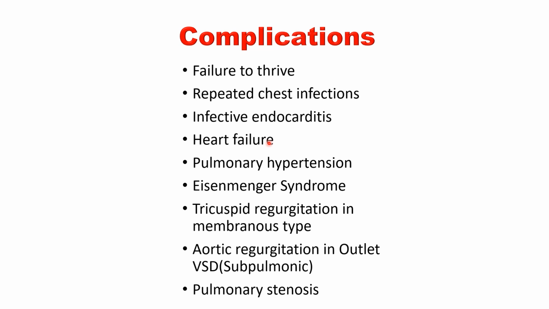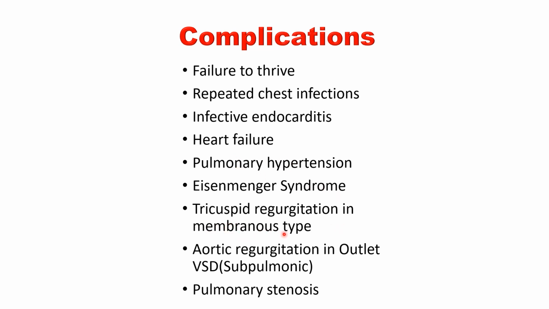Heart failure will happen due to a big defect, and so at this age we should operate on these patients. We should correct heart failure and we should operate on these patients, because later on the patient will develop pulmonary hypertension and Eisenmenger syndrome at a very early age. So before the baby gets pulmonary hypertension and Eisenmenger syndrome, we should operate on these patients.